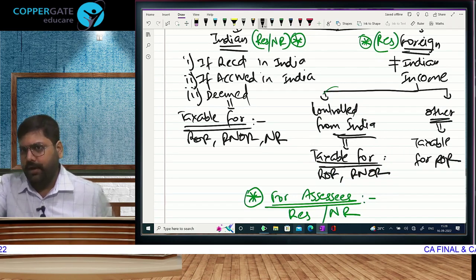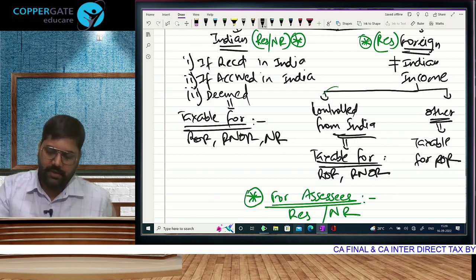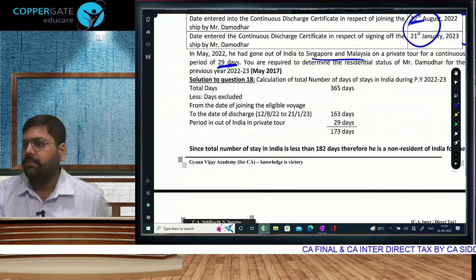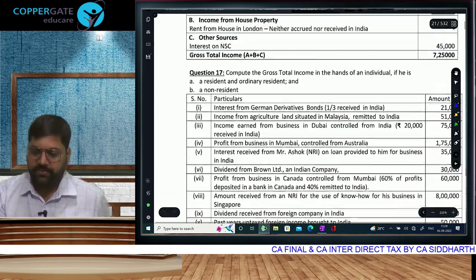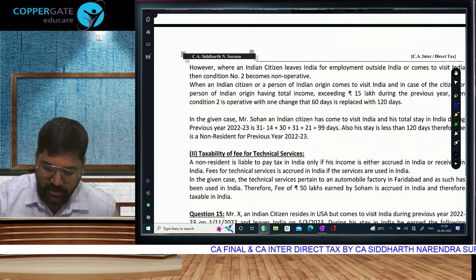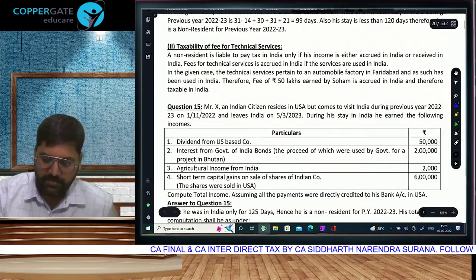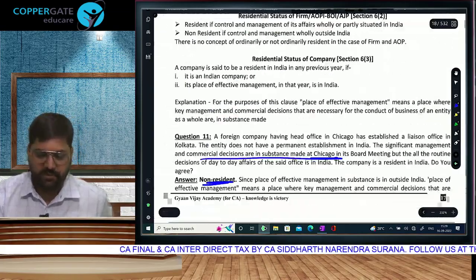That's the end of your second chapter, residential status and scope of total income. Theory ka end hai bro. Sums, scope of total income ka sum. I think we did quite a few sums already, but I also told you to keep on marking what is done, what is not done.